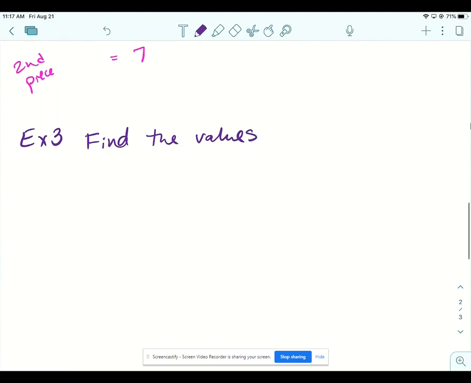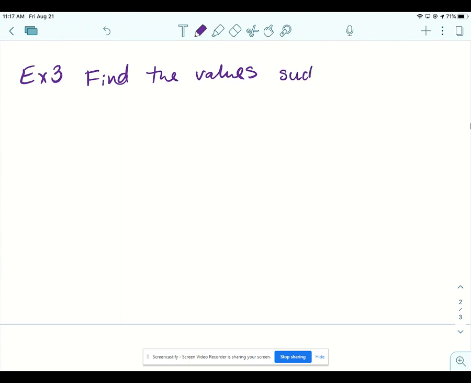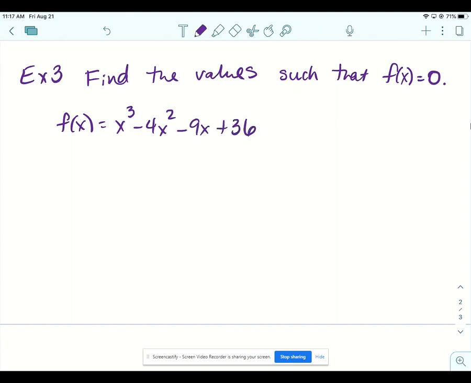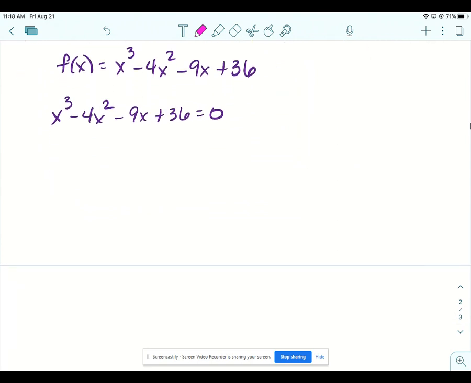All right, so for example three, we're going to find the values such that f of x equals 0. All right, and our function is f of x equals x cubed minus 4x squared minus 9x plus 36. So if we want to find when this function equals 0, we're going to take it and set it equal to 0. And then this should feel super familiar. This is what we just took a test over, solving equations like this. There's actually one on your test that was very, very similar to this one.